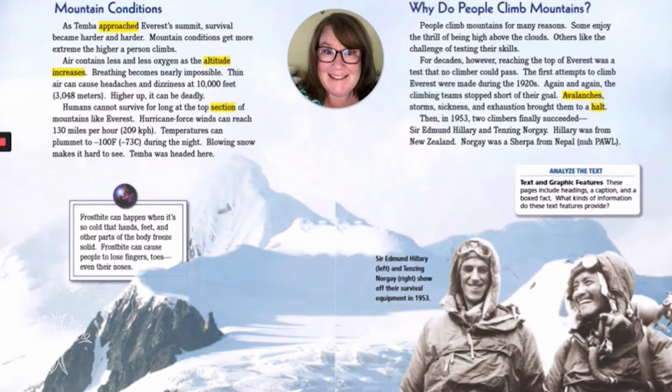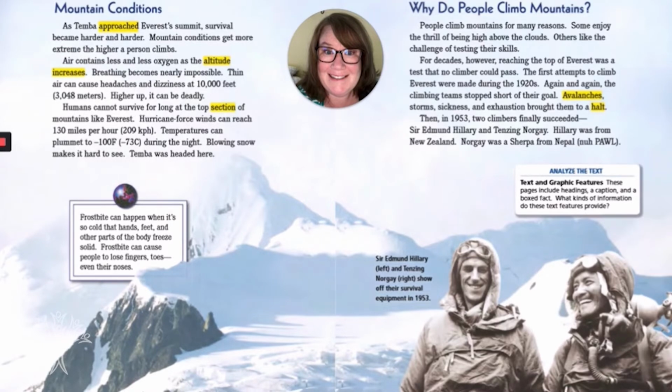Mountain conditions. As Tembas approached Everest summit, survival became harder and harder. Mountain conditions get more extreme the higher a person climbs. Air contains less and less oxygen as the altitude increases. Breathing becomes nearly impossible. Thin air can cause headaches and dizziness at 10,000 feet. Higher up, it can be deadly.